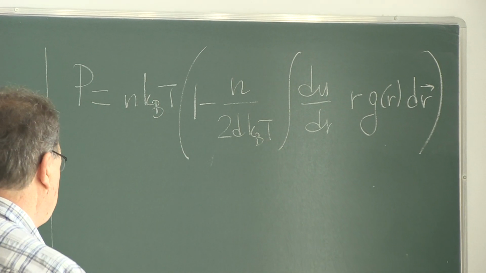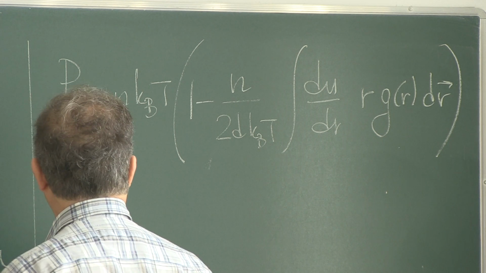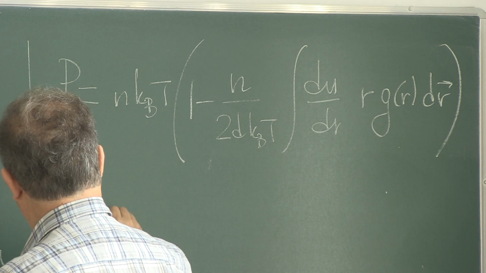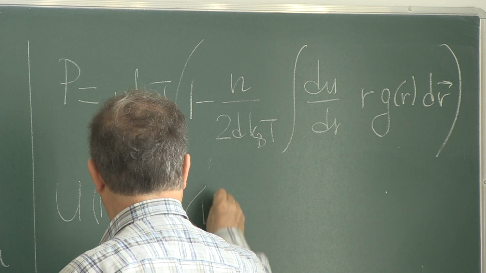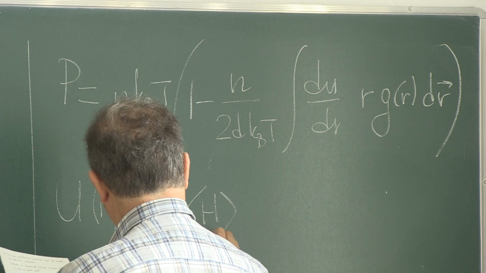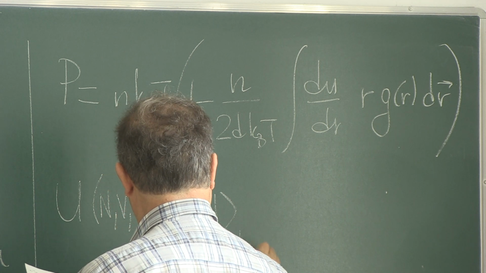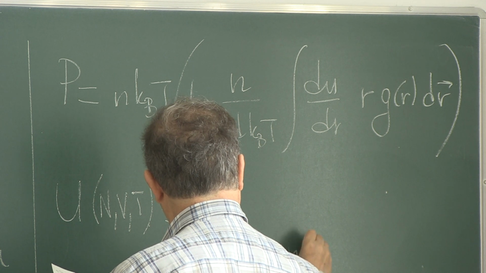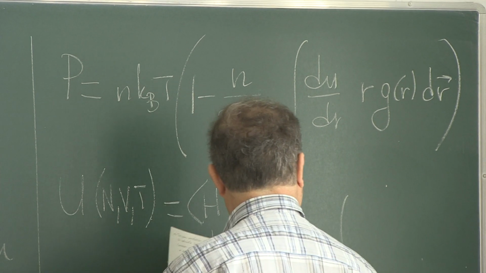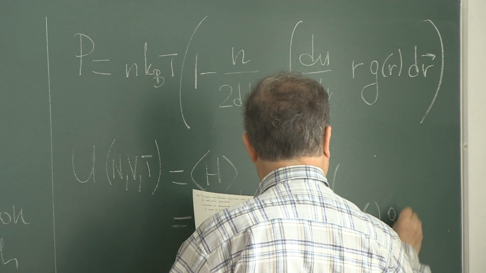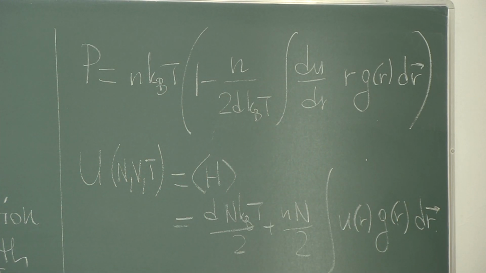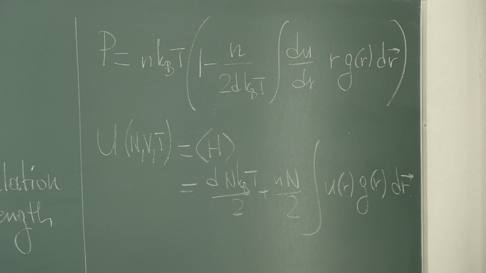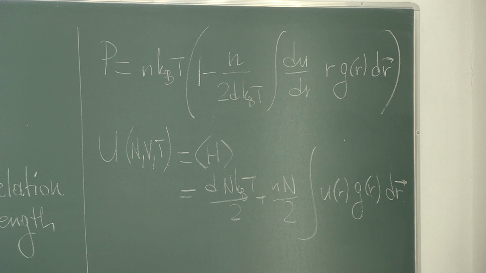Okay. This is pressure, or a virial equation of state, if you like, the relation between PV and temperature T, or internal energy for the NVT system, average Hamiltonian, if you like, and that can be written as d n kBT over 2 plus N over 2 integral of U of r G of r dr. You multiply the probability of finding the second particle at r with the potential energy at that distance.